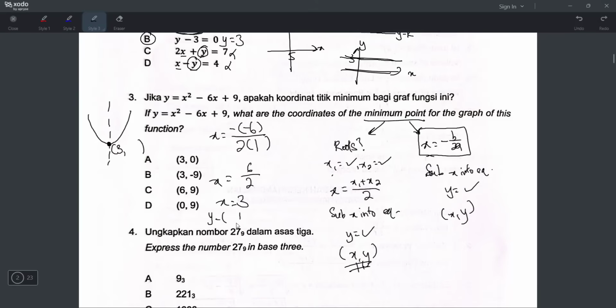So it becomes y equals bracket 3 square minus 6 bracket 3 plus 9. Now you just press everything in your calculator and you should get 9 plus 9, 18, minus 18 is 0. So the point is (3, 0). So the answer is A. Okay, that's how you do it, right?